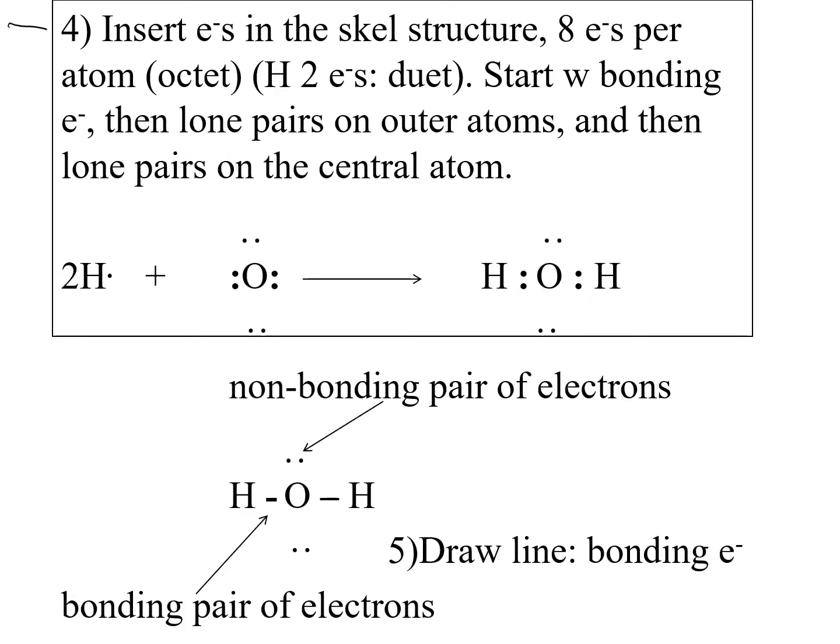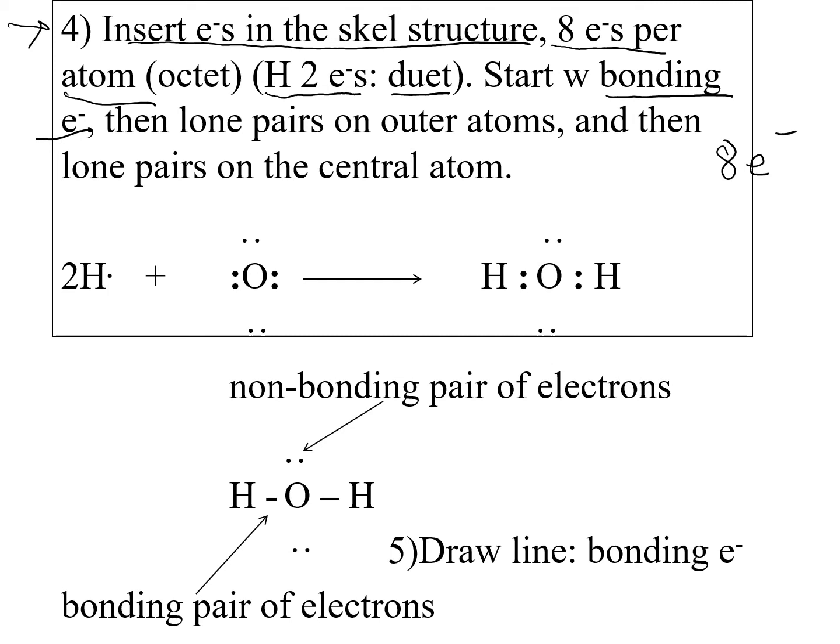Rule number 4 is to insert electrons into the skeletal structure. We're going to be following the octet rule, so we'll have 8 electrons per atom in order for that atom to be stable, unless of course it's hydrogen, which is stable with a duet, or 2 electrons. So there's a set of rules that we need to follow as far as the order of which electrons we start with. The rule is we always start with the bonding electrons. So our total amount of electrons we had for this molecule was 8. So we have 8 electrons that are going to go into this molecule.